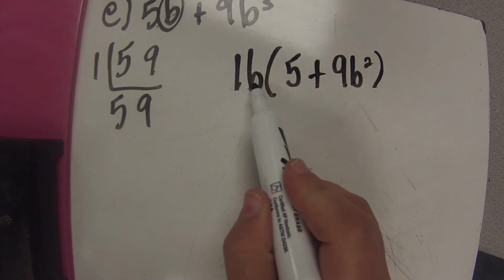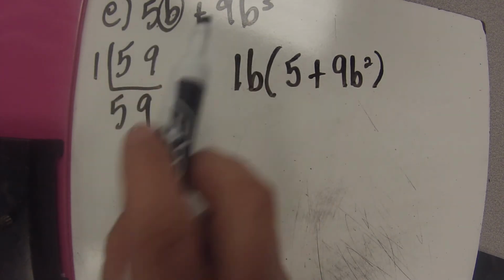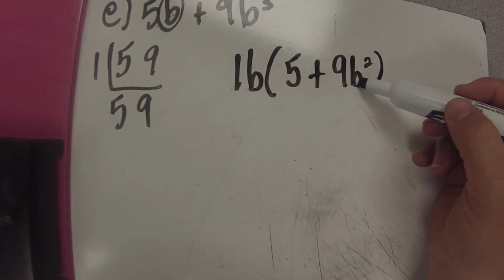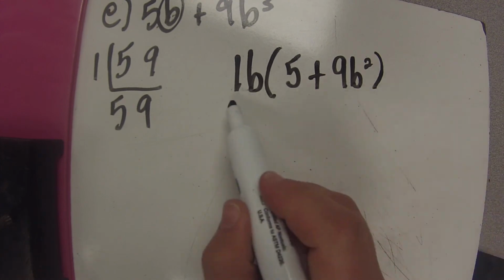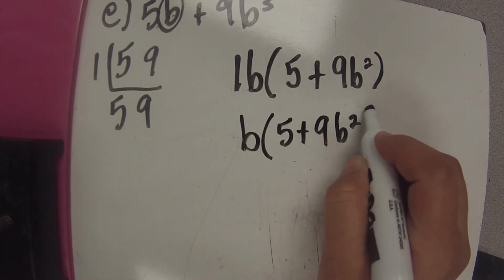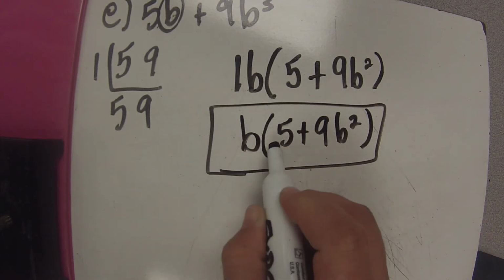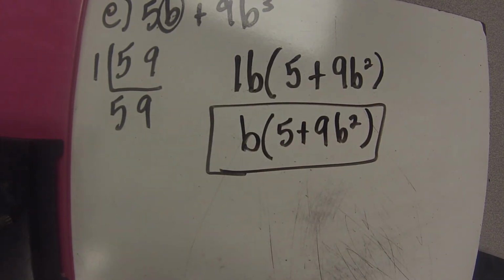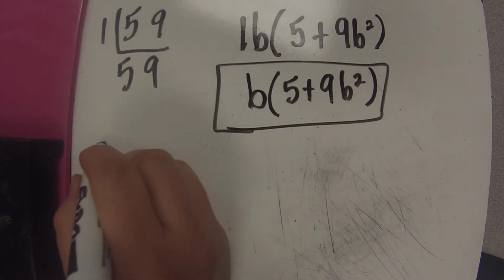Okay, once we remove the b, we take 1 from each of those. This reduces down from 3 to 2, and so we can simplify this as b times 5 plus 9b squared. Basically, we're removing that term from both sets. Okay, last one on this page is f.